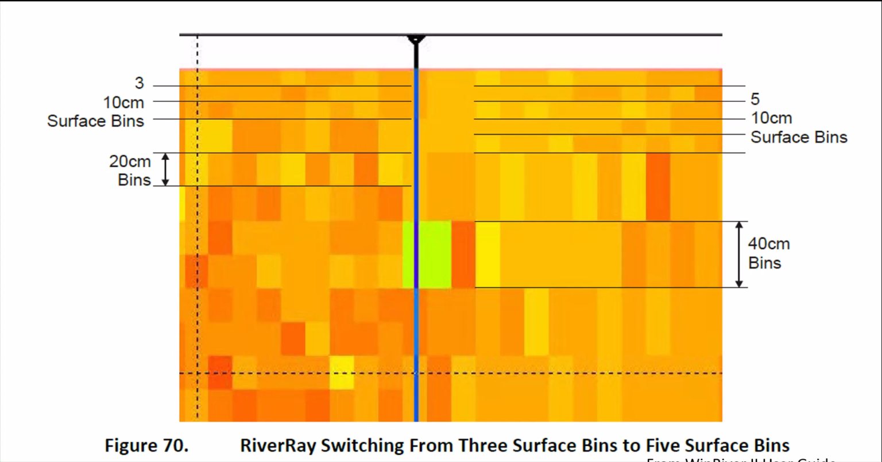This figure from the WinRiver II user guide provides an example of a change from 3 surface cells on the left to 5 surface cells on the right for a river ray. It is important to note that even when the number of surface cells or the size of the regular bins change, the cell boundaries continue to line up. When there are 3 surface cells and 20-centimeter regular cells, the bottom of the first regular cell lines up with the bottom of the last of the 5 10-centimeter surface cells.